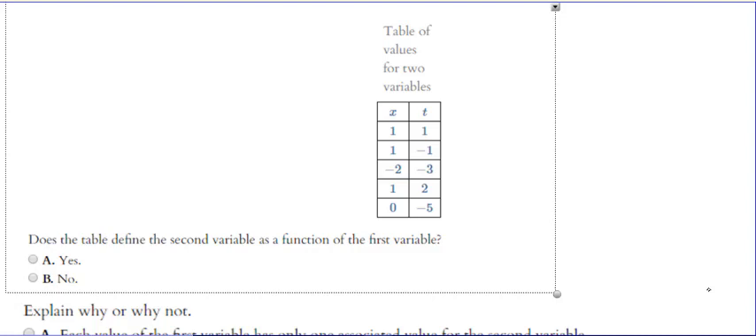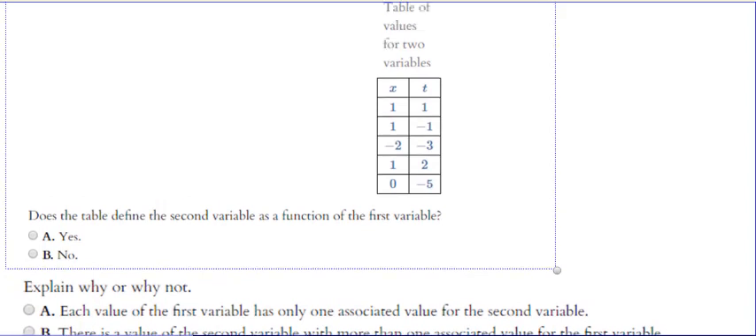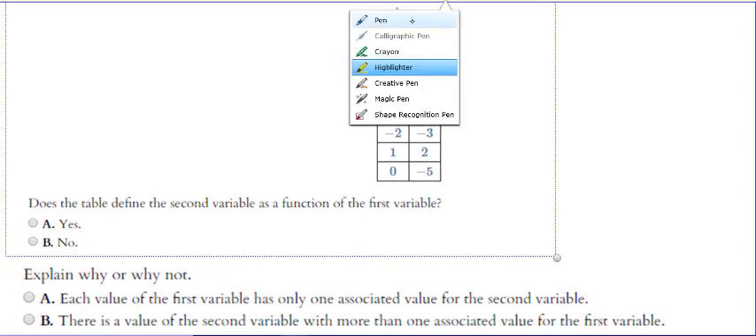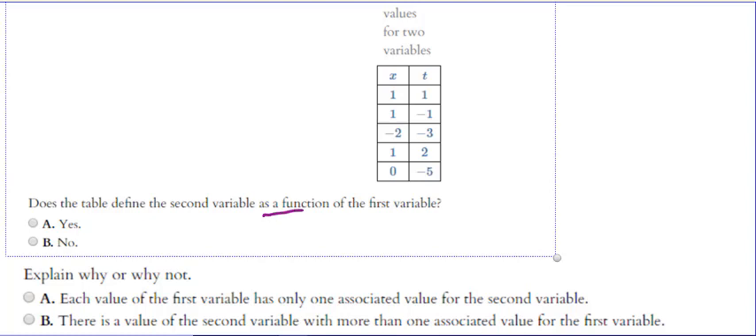Section 1.2, Part 2. They're giving us a table of the values for two variables, x and t. X is the input, t is the output. So does the table define the second variable as a function of the first? If you remember, I said earlier in the teaching, that key word, "as a function of." So the second variable would be the output, and the first one would be the input, and that would be x, and then this one would be t, right?